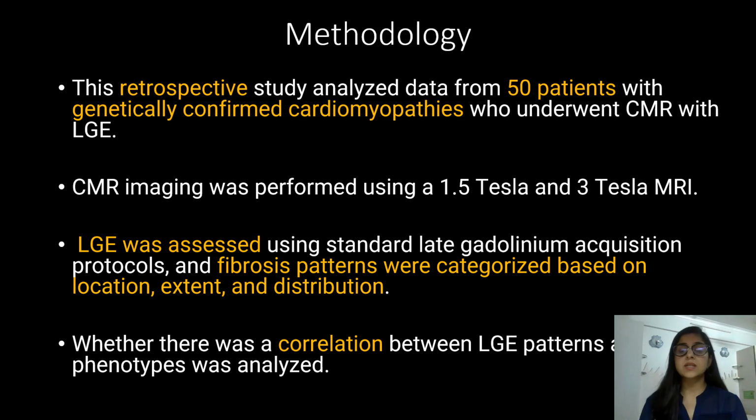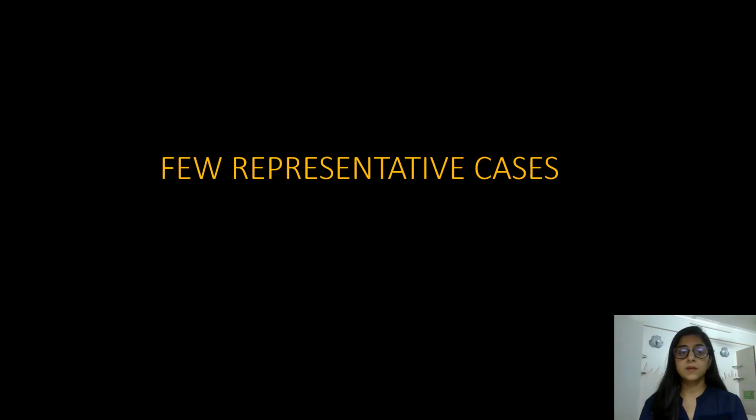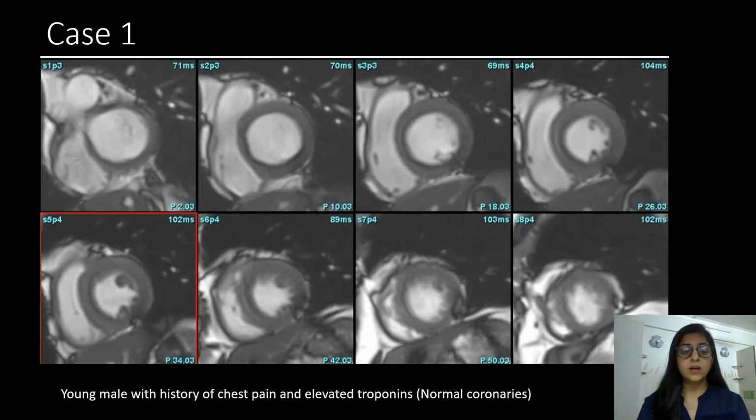LGE was assessed using standard late gadolinium acquisition protocols, and fibrosis patterns were categorized based on location, extent, and distribution. Whether there was a correlation between LGE patterns and genetic phenotypes was analyzed. A few cases. Case 1 is a young male with history of chest pain and elevated troponins.